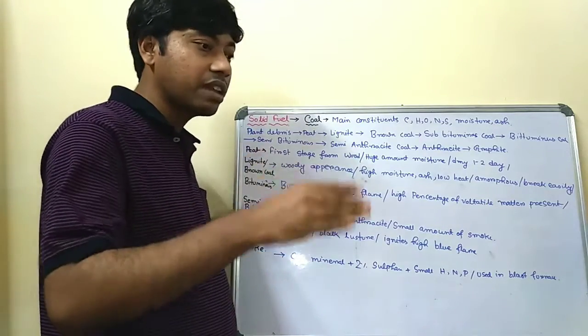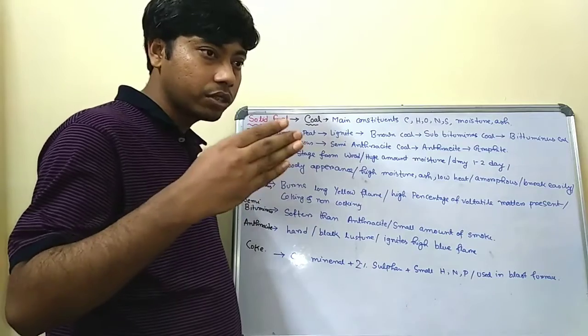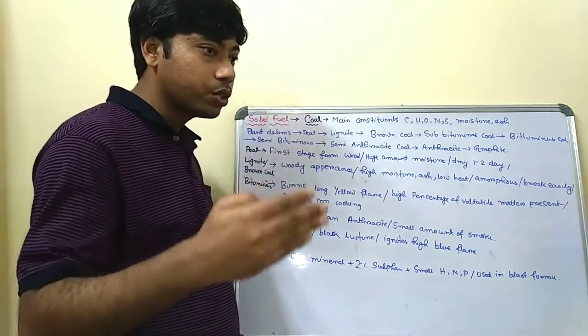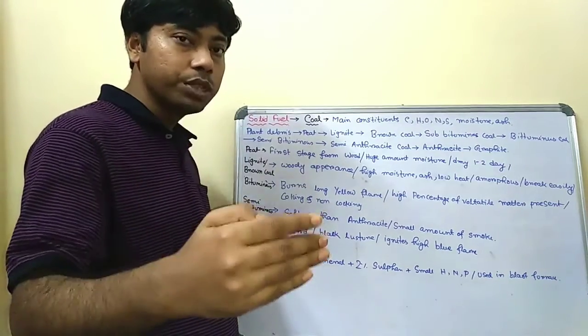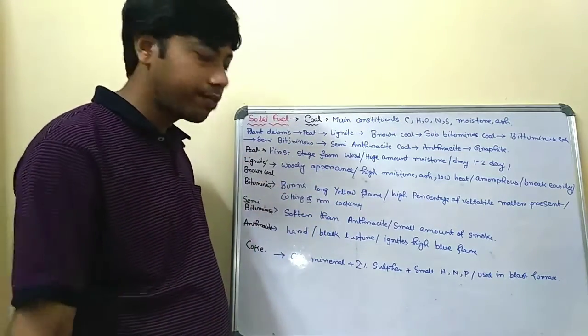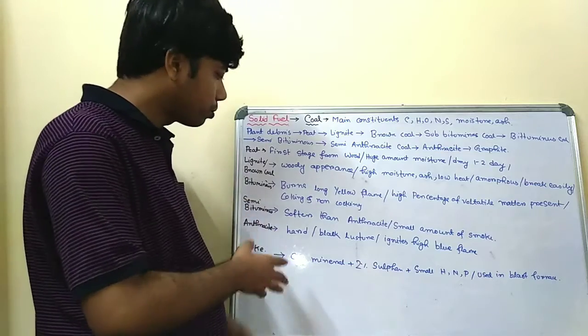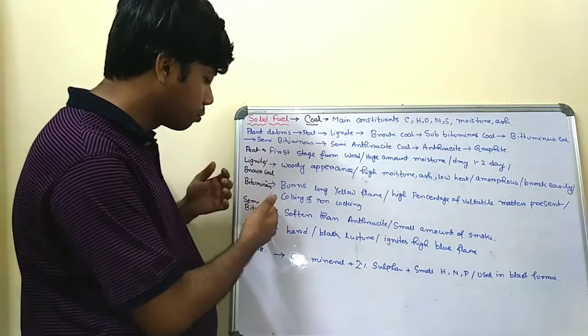As heat and pressure increase, you will produce lignite, and from bituminous to anthracite, and then after all graphite, as we know. Semi-bituminous is also one type of coal, in between bituminous and anthracite.